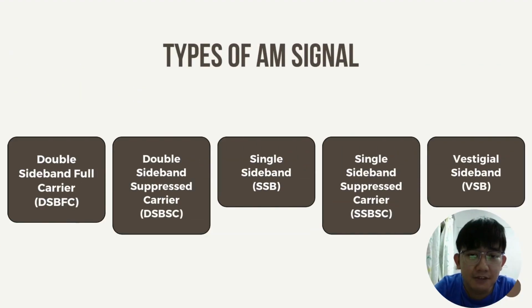And there are five types of amplitude modulating signal. The first will be the double sideband full carrier, double sideband suppressed carrier, single sideband, single sideband suppressed carrier, and also the vestigial sideband signal.